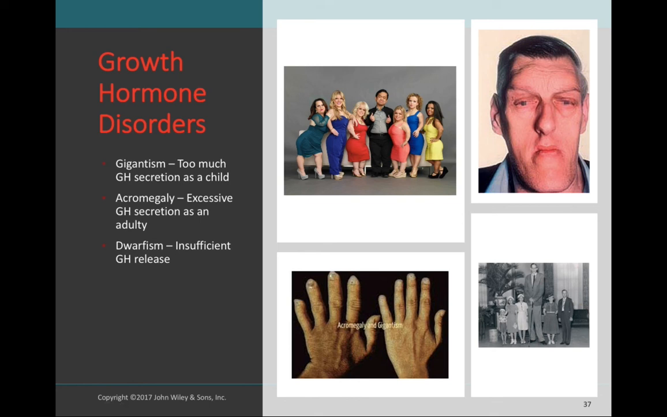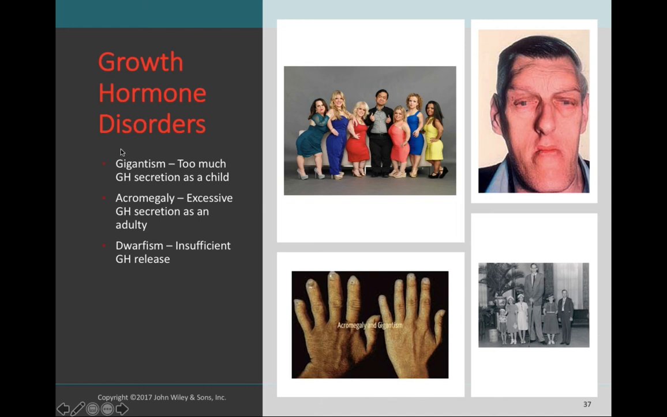Now, gigantism and acromegaly are sort of 2 sides of the same coin. Gigantism is what happens when we have too much growth hormone release when we are a child. And if you can think back to A&P 1, why would this matter? Why does it matter if we're a child or an adult for this? Well, when we're a child, we are still undergoing rapid and very profound growth. Most of our growth occurs when we're in adolescence.